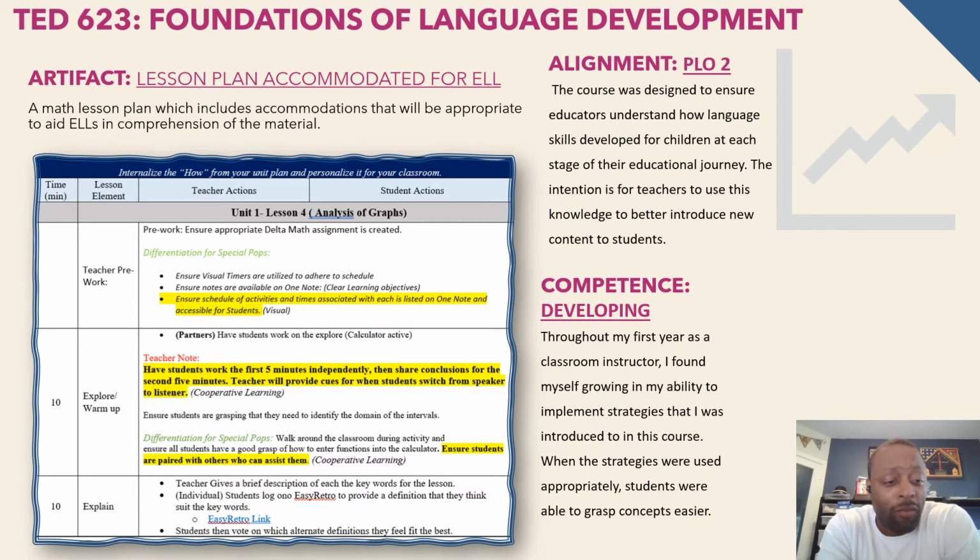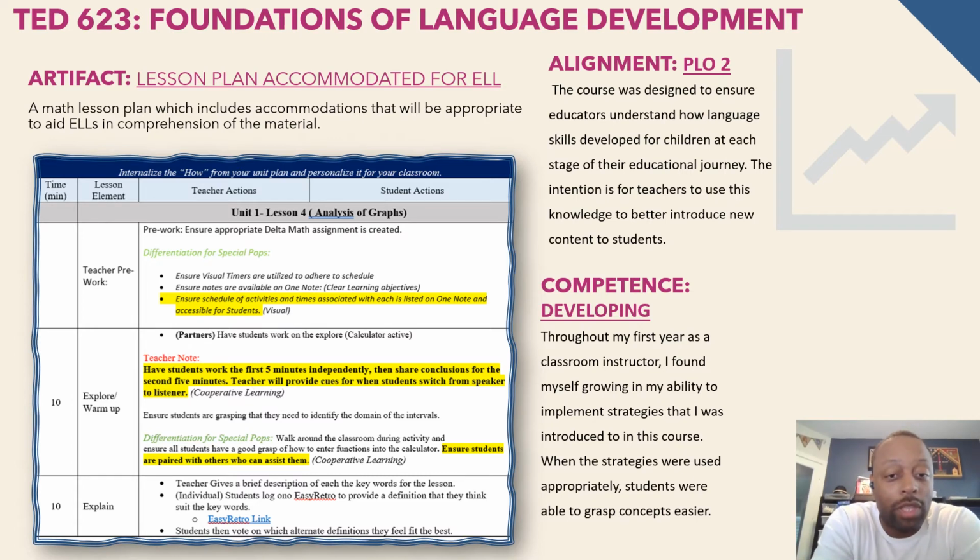For instance, in this example, I have highlighted in yellow on the second block, it says have students work for 5 minutes independently and then share their conclusions for the second 5 minutes. Now, what's happening there is that gives all of the students processing time. They have 5 minutes to process whatever content you're going over, and then they can come up with their own ideas.